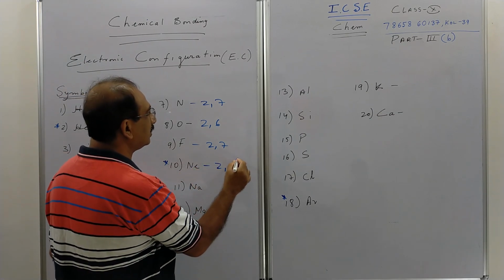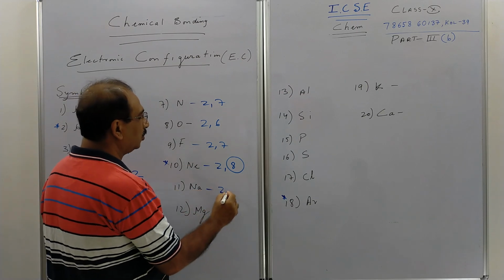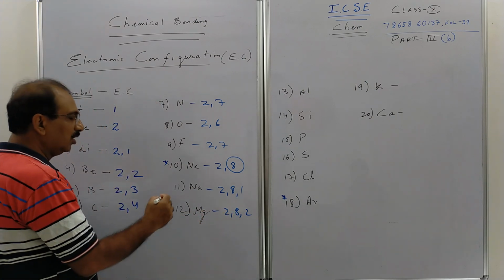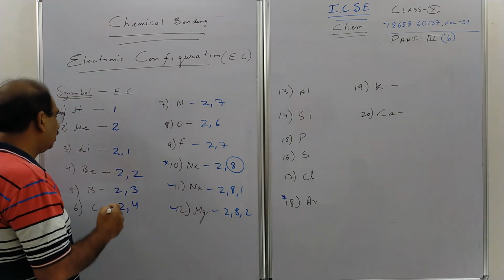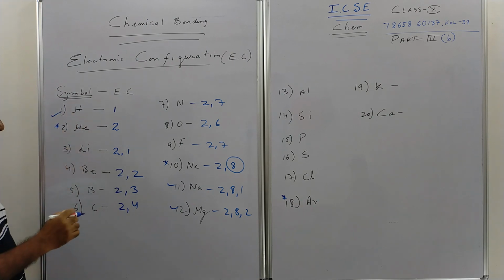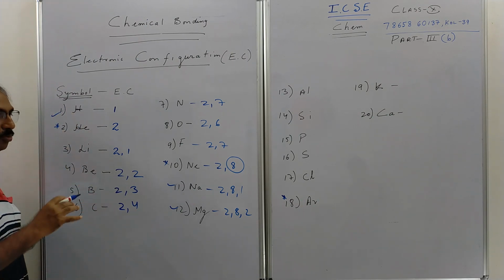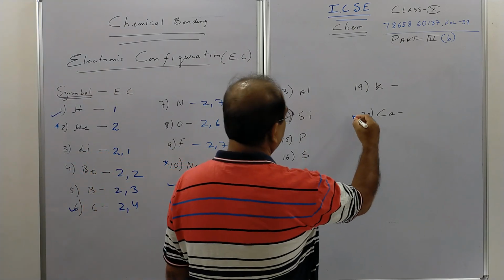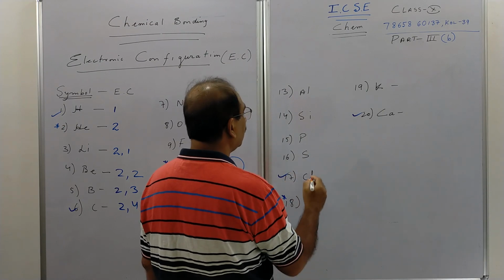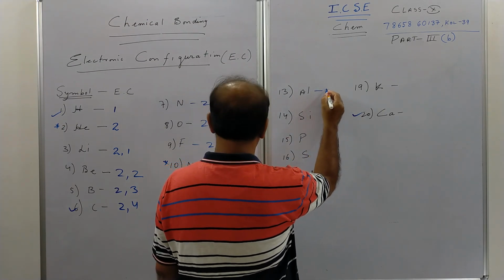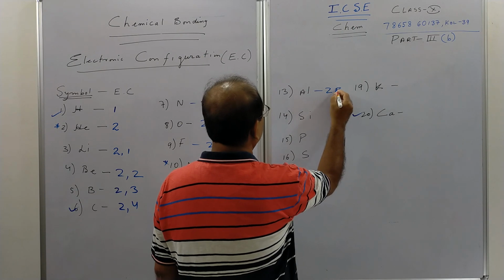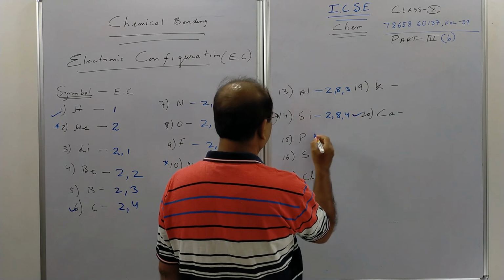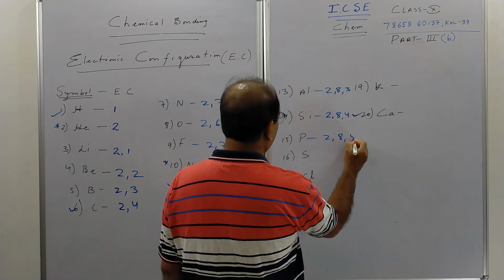Neon is 2,8. So 8 we will see is a stable structure. Sodium is 2,8,1. Just first thing I'll start with that. Then we will see magnesium. So this is all what we need in this bonding chapter. What ticks I am putting, they are very much needed, children. Okay, so magnesium is 2,8,2, aluminum is 2,8,3, silicon is 2,8,4, phosphorus is 2,8,5.